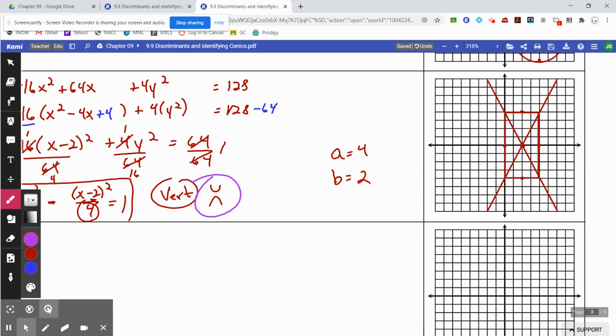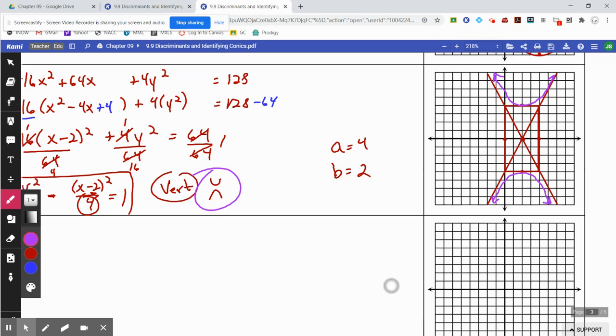And again, since this is a vertical hyperbola, now all we have to do is start at our vertex here and sketch it that way. Follow the asymptote lines, and your hyperbola would look something like that.